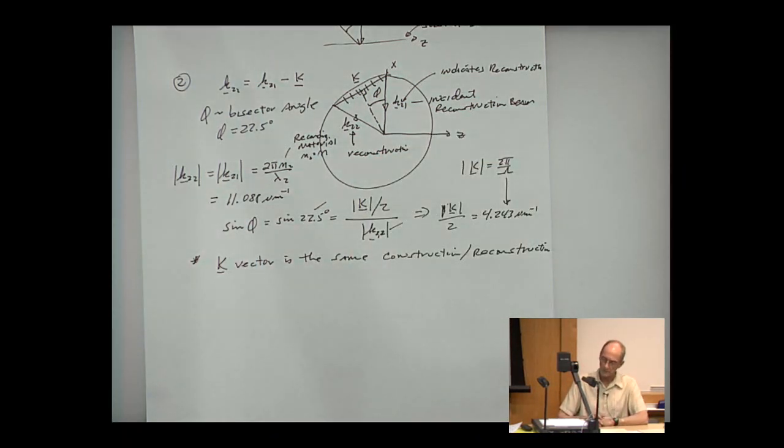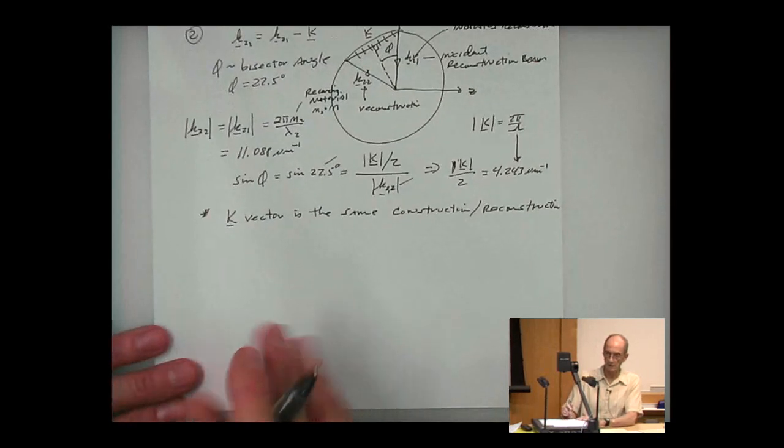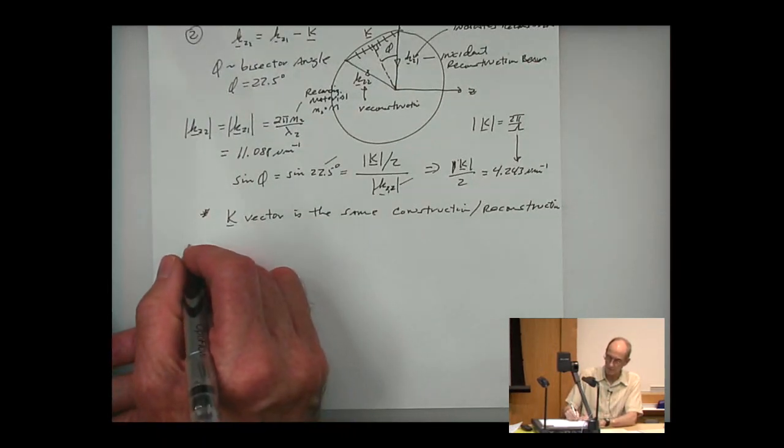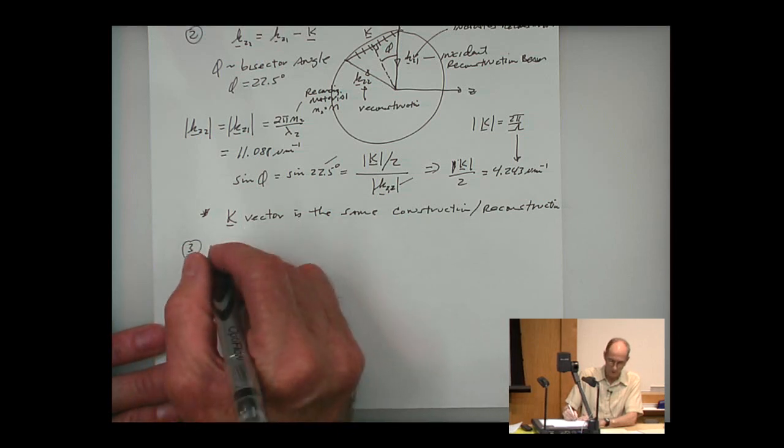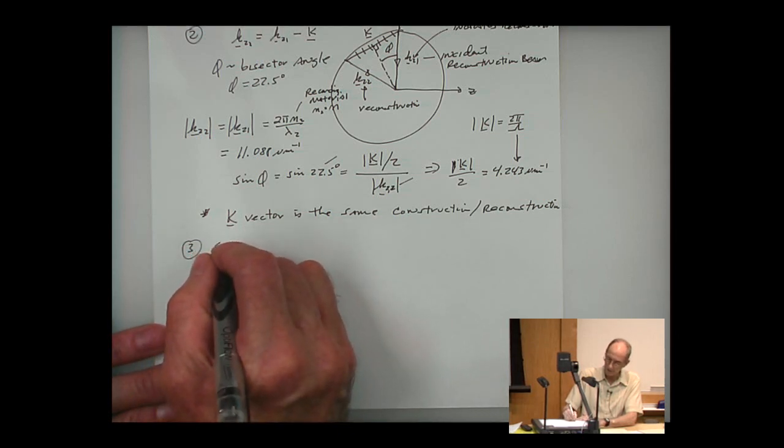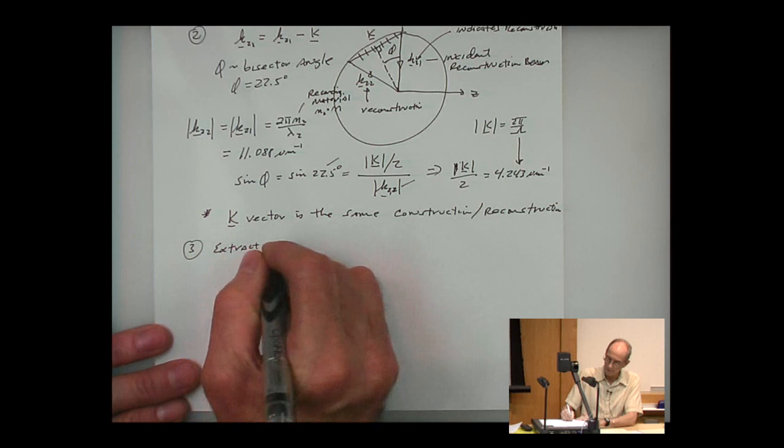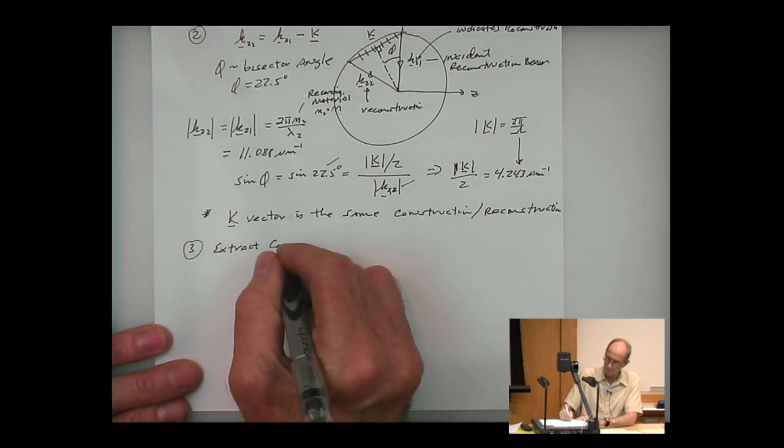Again, that's an important point because we're working the problem backwards. So now what we want is how to make the hologram. That's during the construction phase. So now we want to extract the construction parameters.